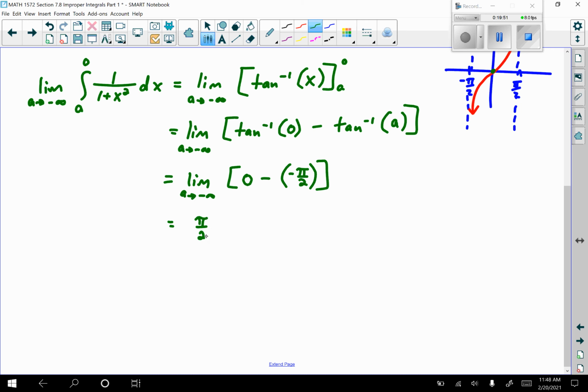Now, since I got a finite number for this, I'm going to go ahead and evaluate the limit as b approaches infinity of the integral from 0 to b of 1 over 1 plus x squared dx. If for this first part I got an infinity, we would be done. We don't have to check the next part. We would say either infinity or negative infinity, that this would be divergent. So this is going to become the same thing as far as the antiderivative goes.